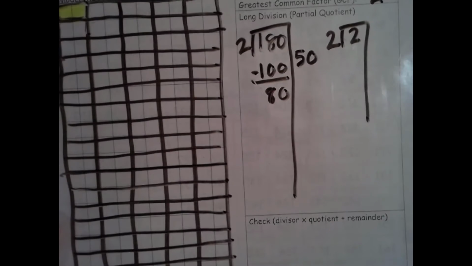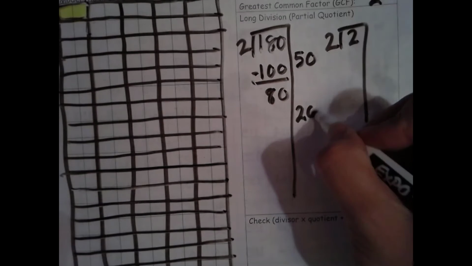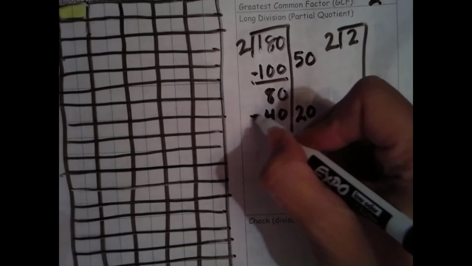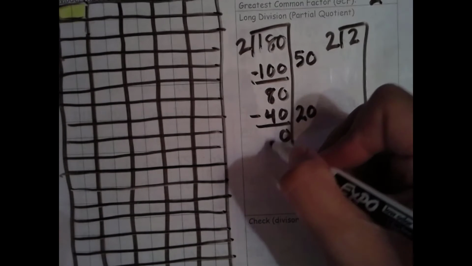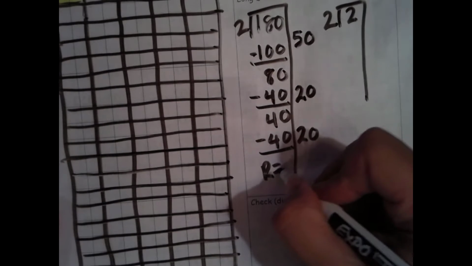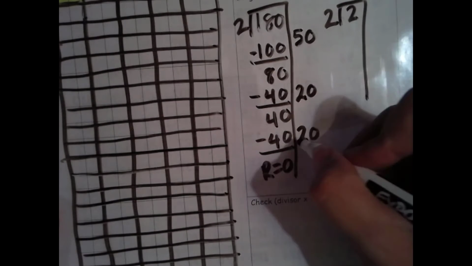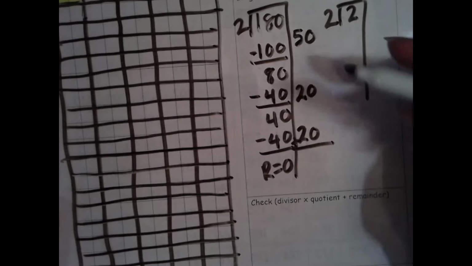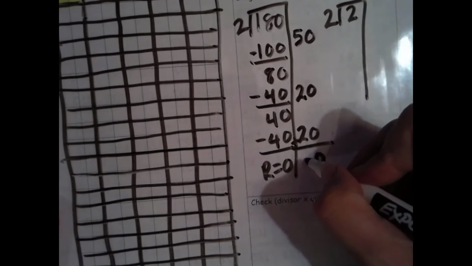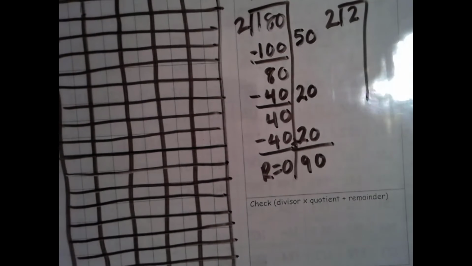Let's see, let me try a group of 20. Okay, 20 times 2 is 40. Numbers the same, zeros a game, more on top, no need to stop. Oh, and then 20 times 2 is 40 again. Numbers the same, zeros a game. I'm going to add up these partial quotients. 0 plus 0 plus 0, 5, 6, 7, 8, 9. So I get 90.